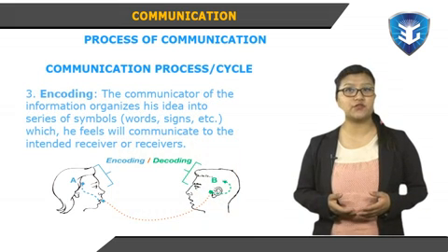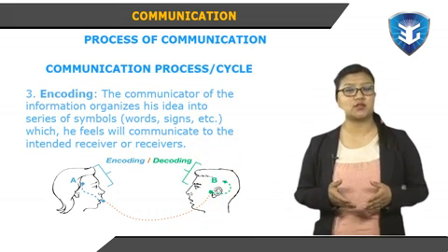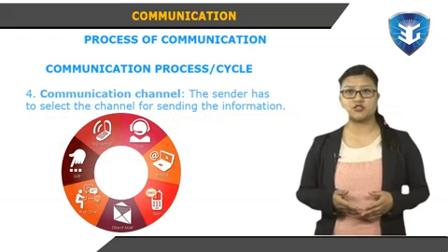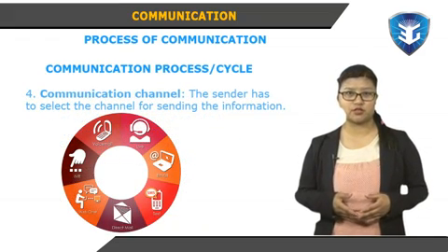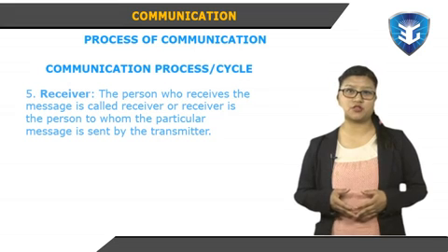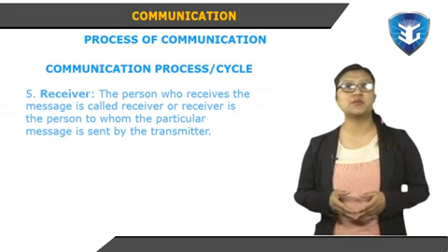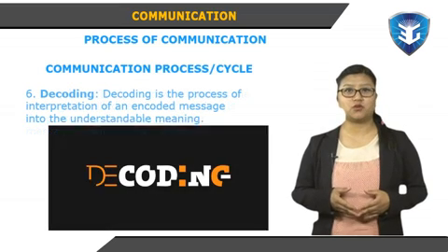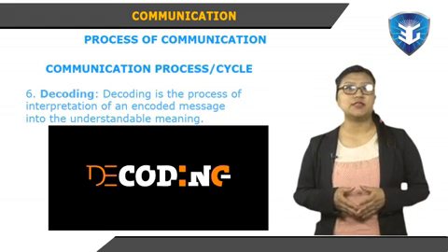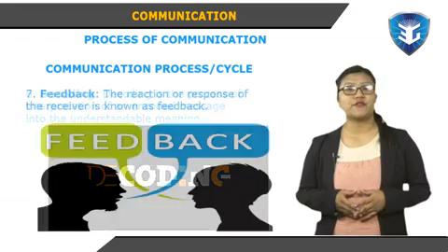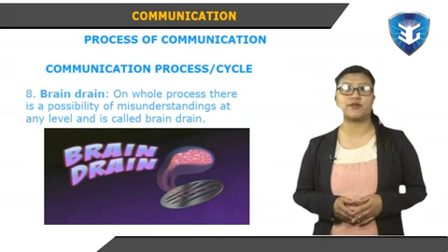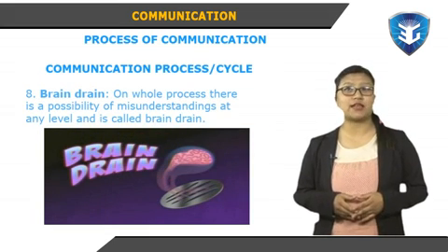Encoding: the communicator of the information organizes his idea into a series of symbols, words, signs, etc., which he feels will communicate to the intended receiver or receivers. Communication channel: the sender has to select the channel for sending the information. The communication channel is the media through which the message passes. Receiver: the person who receives the message is called the receiver, or the person to whom the particular message is sent by the transmitter. Decoding: decoding is the process of interpretation of an encoded message into understandable meaning. Decoding helps the receiver to derive meaning from the message. Feedback: the reaction or the response of the receiver is known as feedback. Brain drain: in the whole process, there is a possibility of misunderstanding at any level, and this is called brain drain.